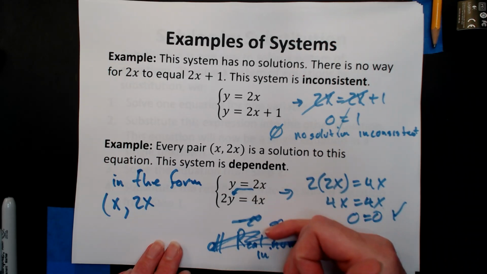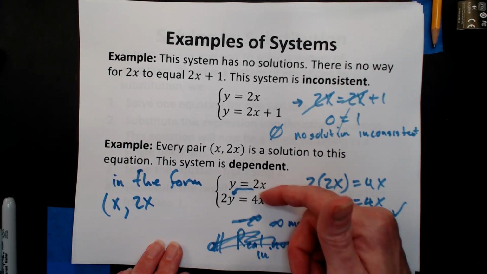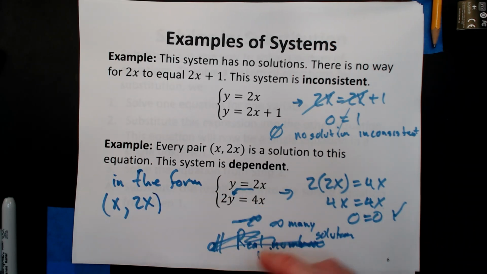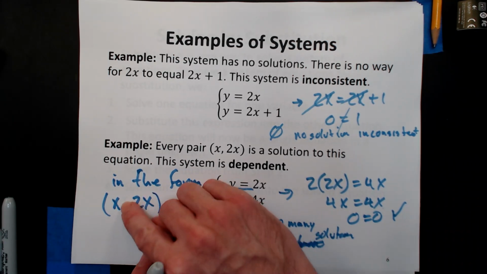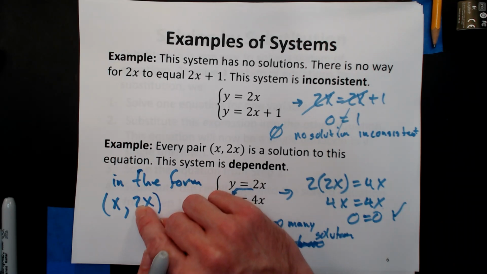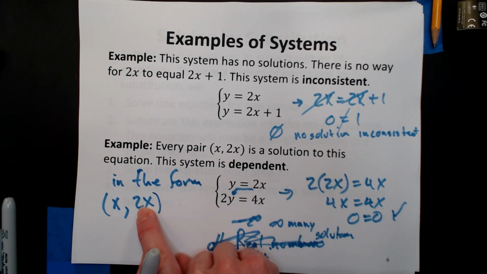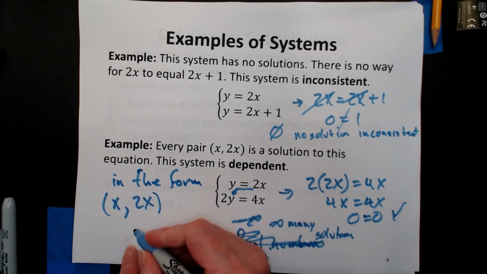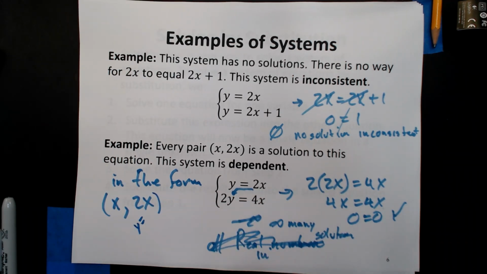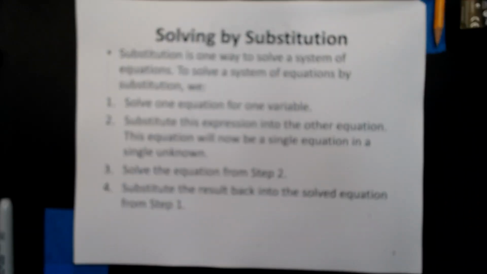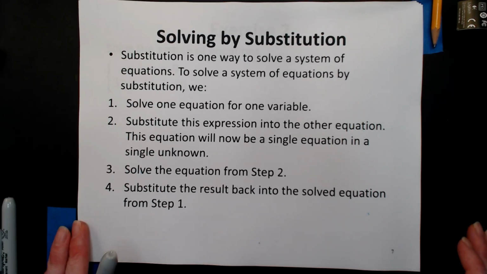If you ever get a dependent system, they're the same equations, they're usually multiples of each other. And if you want to put it in the form of the solution, basically you're going to say x is equal to x and y is going to be equal to, you just put it in slope-intercept form, so you have y equals something, and you just put whatever y equals when you put it in slope-intercept form. I don't think there are many dependent ones in the homework, but they do happen on occasion.